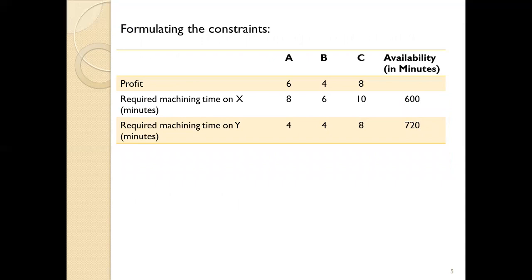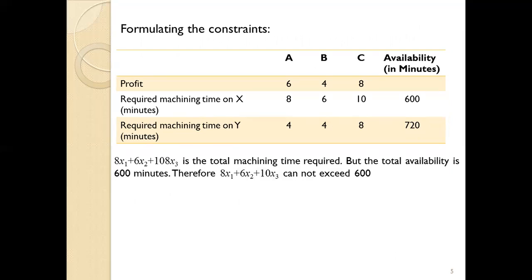Then let us formulate the constraints. The table says for 1 unit of A, 8 minutes of processing on machine X is needed. Therefore, for x1 units of A, 8x1 minutes of processing time on machine X is needed. Similarly, 6x2 and 10x3 minutes of processing time on machine X is needed for the products B and C respectively. Therefore, the total required processing time on machine X is 8x1 plus 6x2 plus 10x3. However, the total available number of machine hours for machine X is 10 hours. Since the processing times are given in minutes, let us convert this available number of hours also into minutes. So, it is 600 minutes. Now, the total requirement cannot exceed the total availability. Therefore, 8x1 plus 6x2 plus 10x3 should be less than or equal to 600. That is our first constraint.